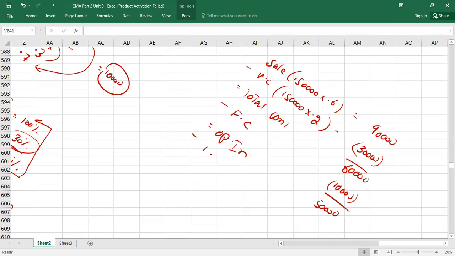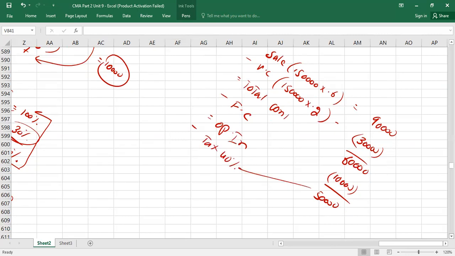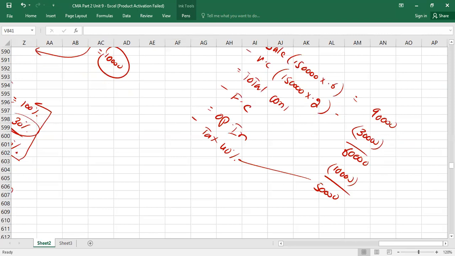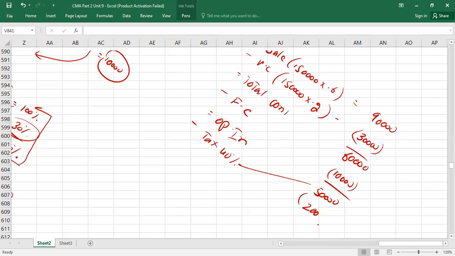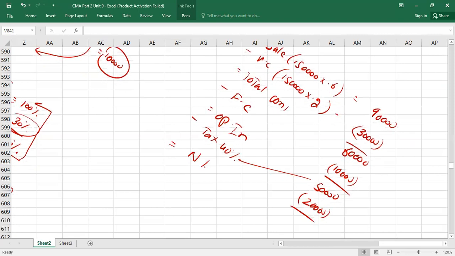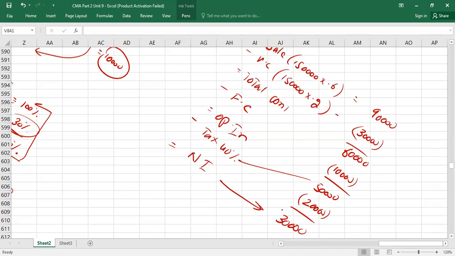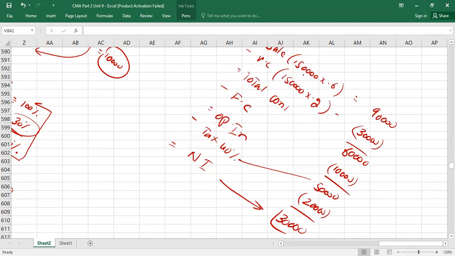From there you deduct tax. Tax is 40%, so we'll apply 40% of this value. 50,000 times 40% is going to be 20,000. Once you deduct tax from operating income, this is going to be your net income, which is 30,000. This is what the requirement was. It means we have to sell 150,000 units, which can leave the net income of 30,000. I hope it is clear.